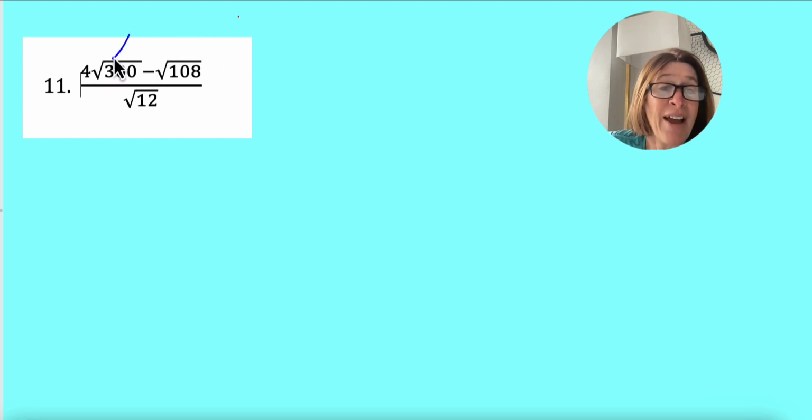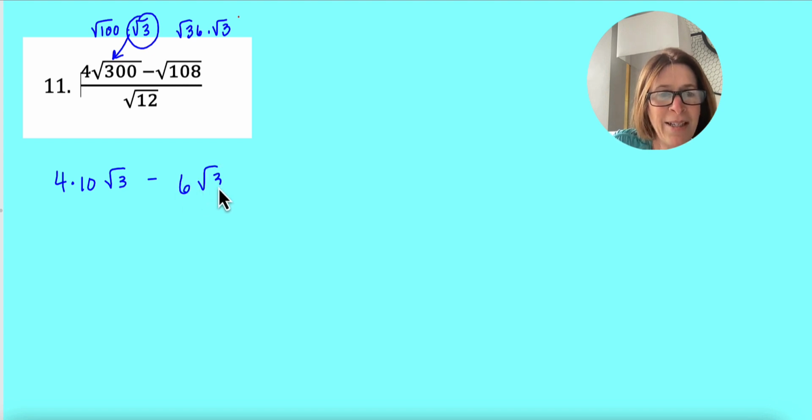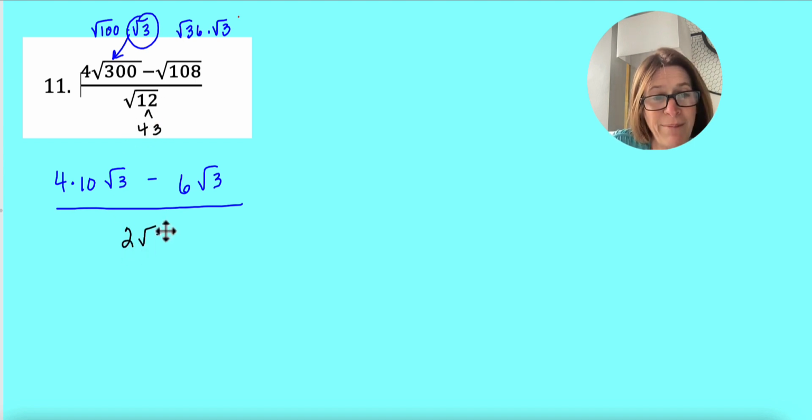So first I simplify 4 and 300. So that would be 4 times 300 would be the square root of 100 times the square root of 3, which would be times 10 root 3. 108, okay, 9 goes into 108, so I'm going to check 36. That's our rule. So this would be the square root of 36 times the square root of 3. This guy kind of helped me recognize that 3 might go into 108. So that would be 6 root 3. And then the bottom, root 12, simplifies with 4 and 3. So that would be 2 root 3.